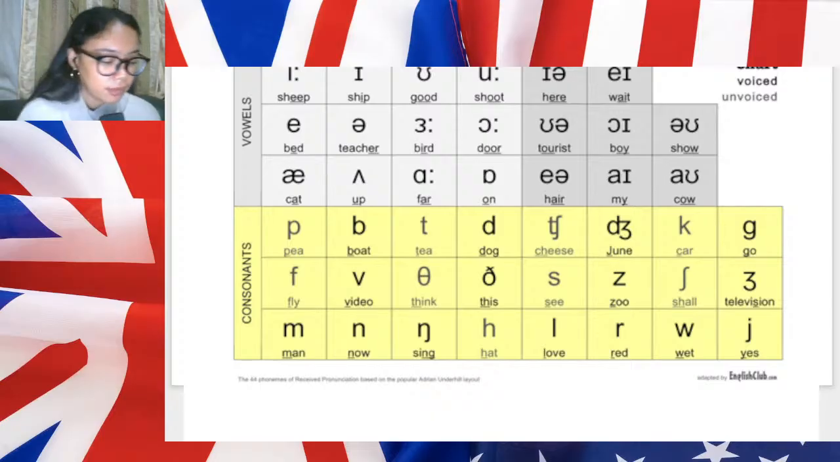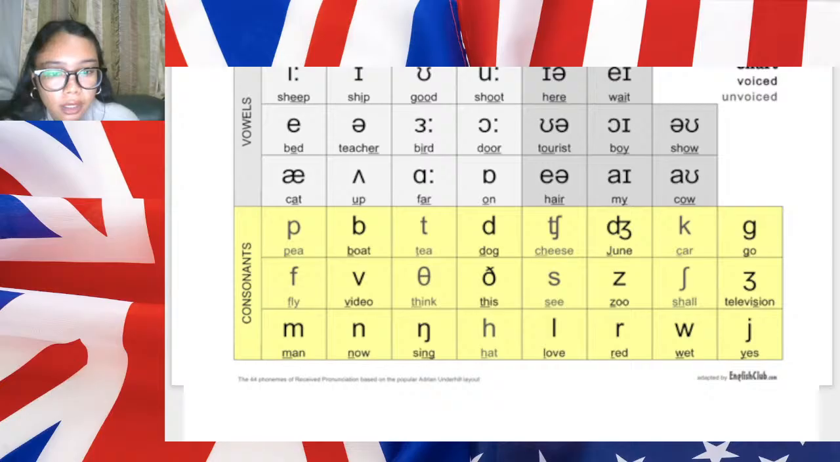All right, that's it. So here is a sneak peek of what the IPA looks like, the International Phonetic Alphabet.